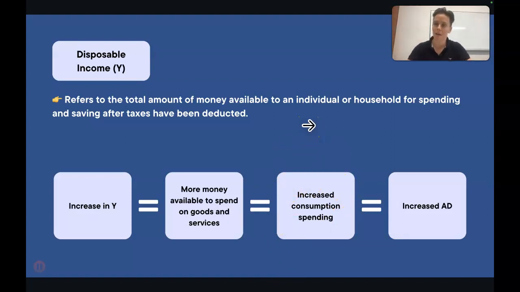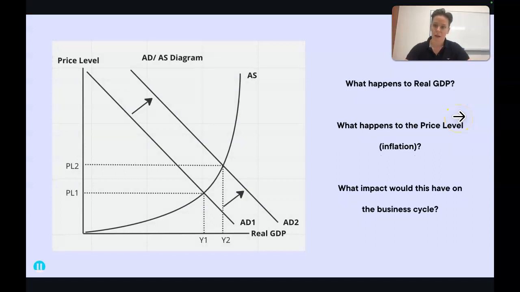So remembering that the aggregate demand equation is C plus I plus G plus X minus M, you're looking to link how the change in the factor impacts the equation, and then based on the change in the equation, what the impact is to aggregate demand. And then like I said before, depending on that change in aggregate demand, how is that going to impact inflation, unemployment, and economic growth? So that one's nice and simple. It's linked to consumption spending, and then obviously if it's increasing, then aggregate demand is going to go up. And this is what it would look like, okay?